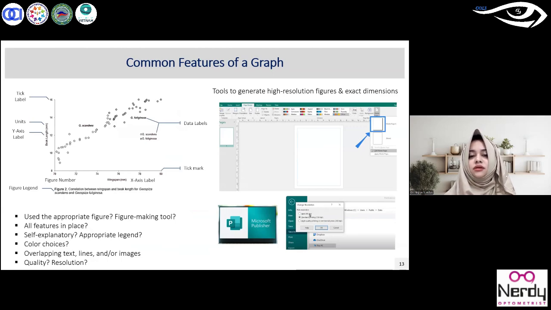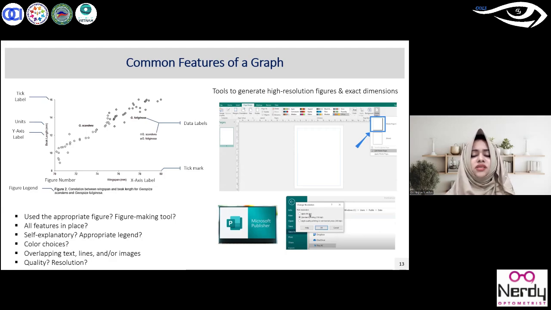So, in addition to all these features in the figure legend, the dimensions and quality of the figures are also very important and should be taken care of. There are multiple tools available to generate high resolution figures, for example, Microsoft Publisher, so that we can set it at a desired quality while submitting it to the journal.